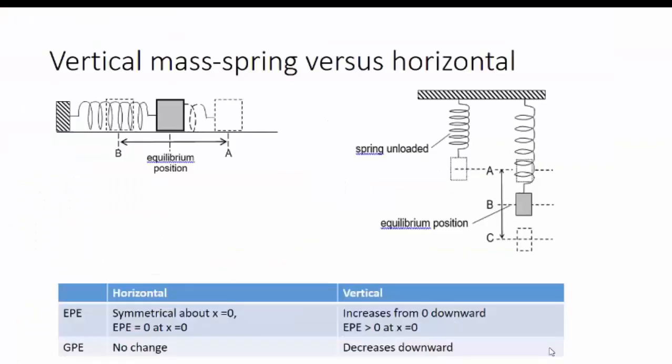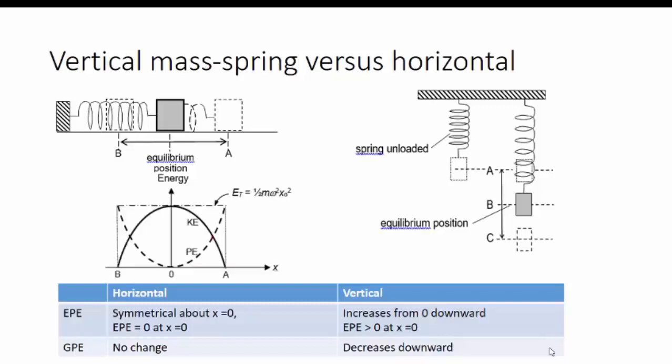Okay, last lesson we looked at the energy of a mass oscillating horizontally when it's attached to a spring, and we have this variation of the kinetic energy and the potential energy of the spring, how it changes from the equilibrium position. As you can see, it's quite symmetrical about the equilibrium position, where the KE is maximum in the middle and potential energy is zero at the equilibrium position.